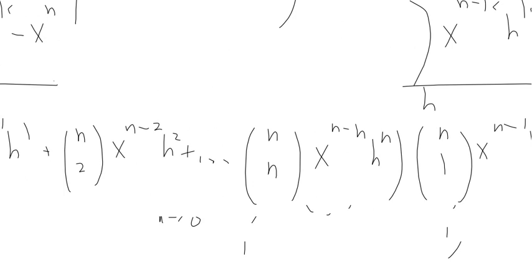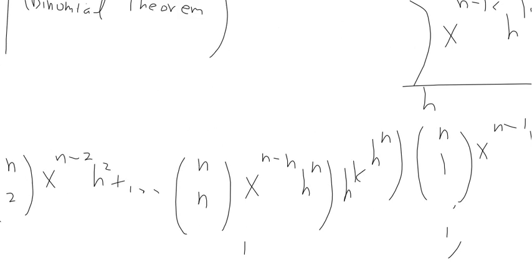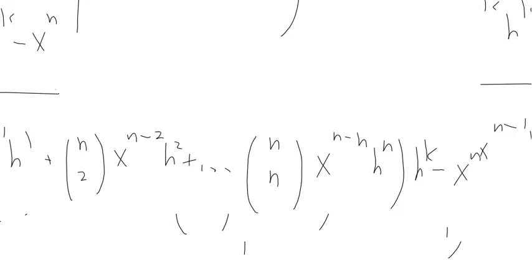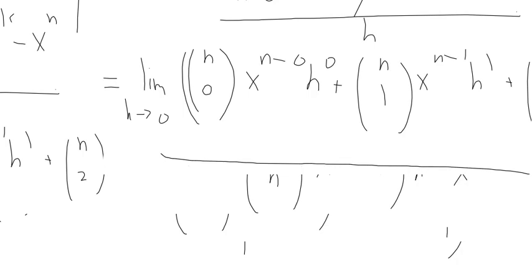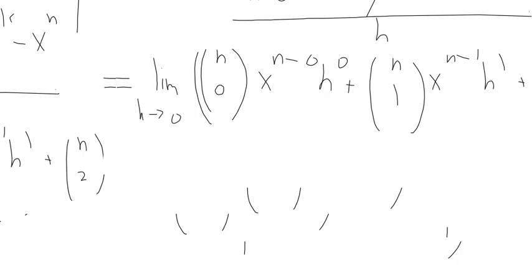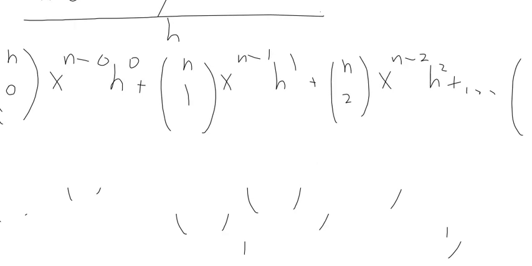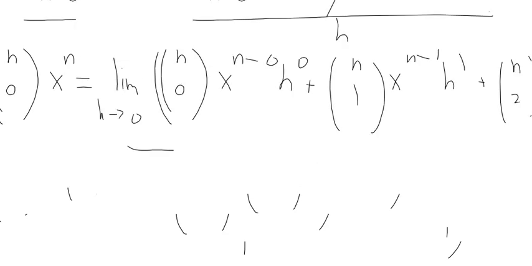And then multiply by h to the k, because that's all part of this binomial expansion here, since h to the k was there. Then minus x to the n, all divided by h.